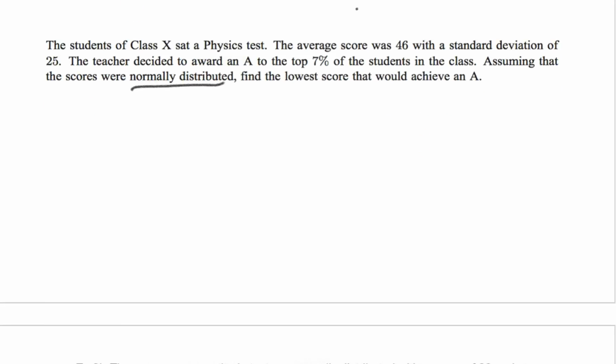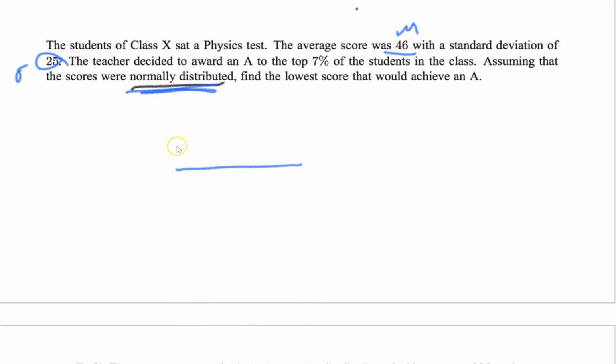Now let's talk about inverse normal, way 2. The students of class X sat a physics test. The class average score was 46, and the standard deviation was 25. The teacher decided to award an A to the top 7% of the students in the class, assuming that the score is normally distributed. Again, notice how they tell you. Find the lowest score that would receive an A.